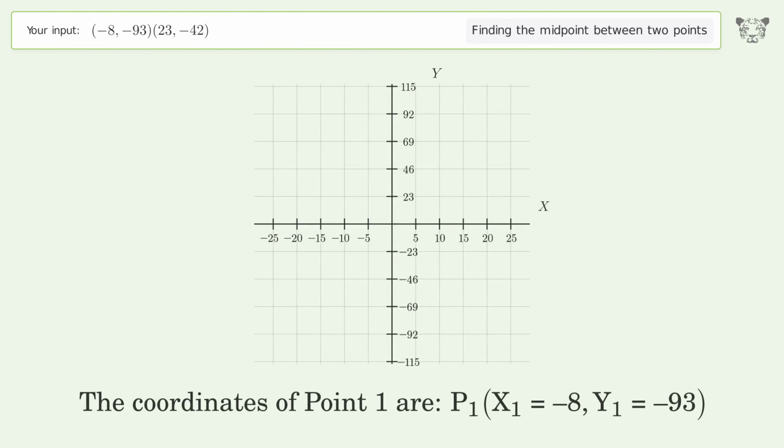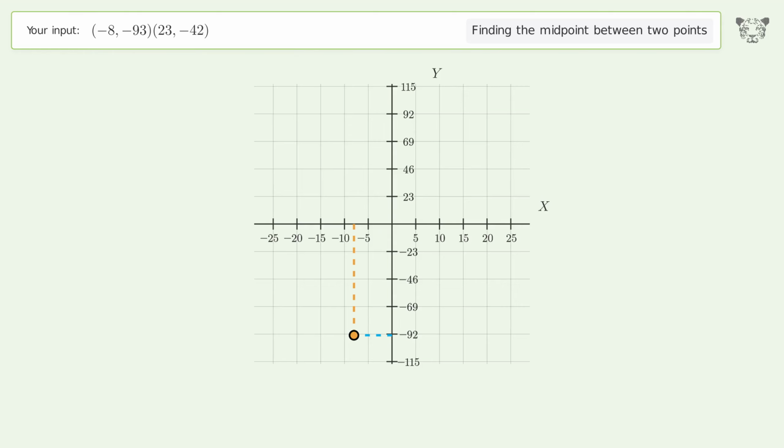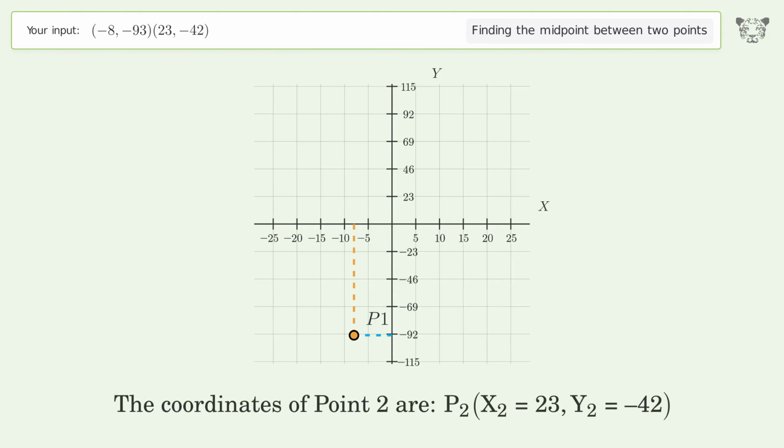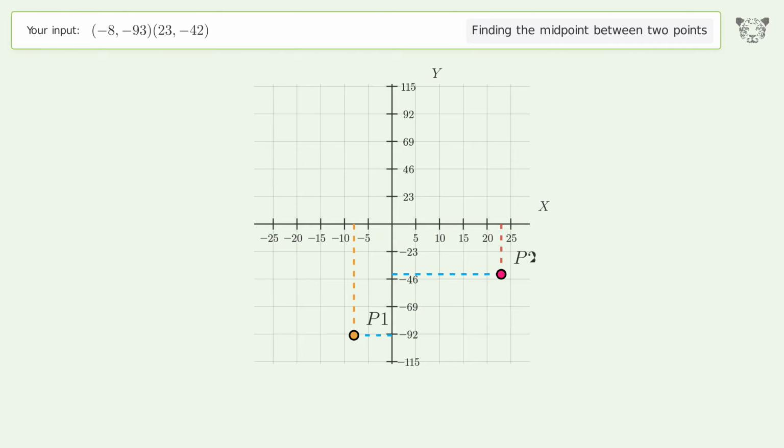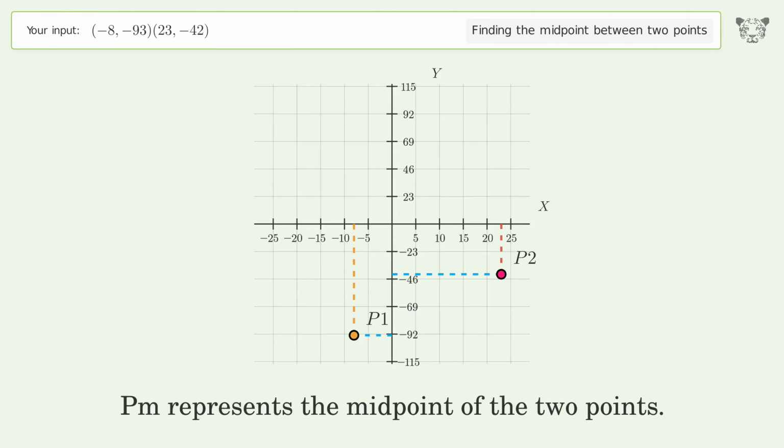The coordinates of point 1 are x1 equals negative 8, y1 equals negative 93. The coordinates of point 2 are x2 equals 23, y2 equals negative 42. PM represents the midpoint of the 2 points.